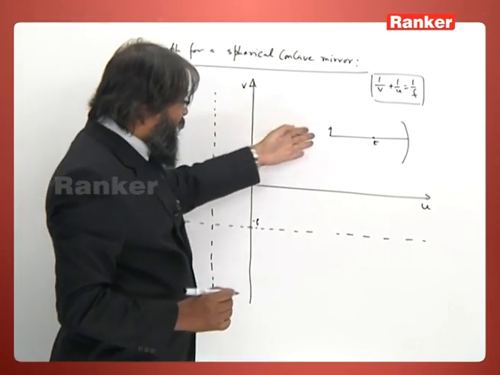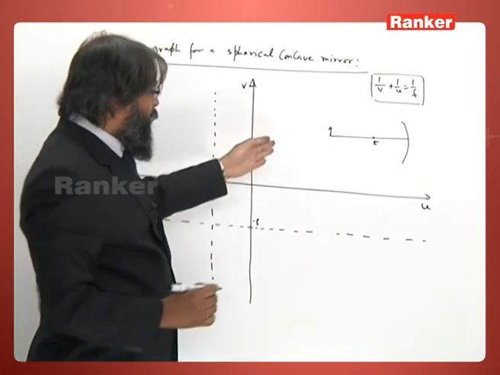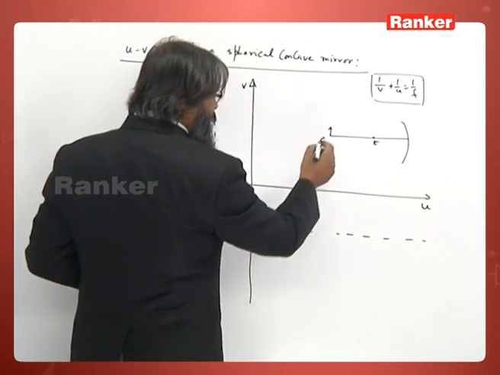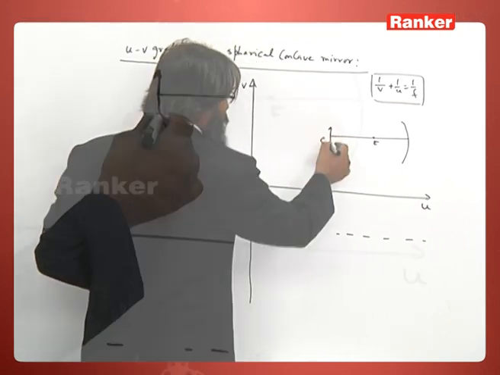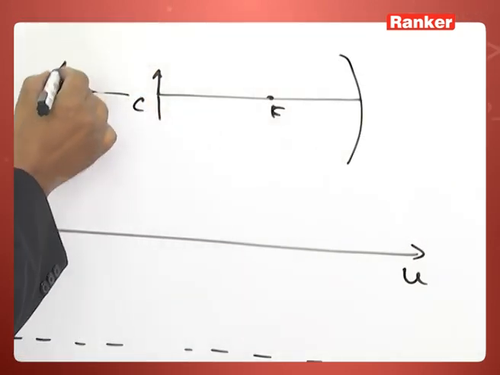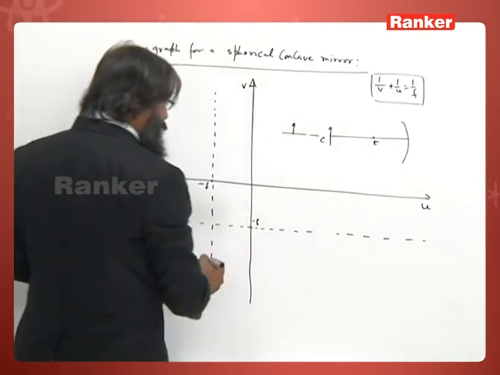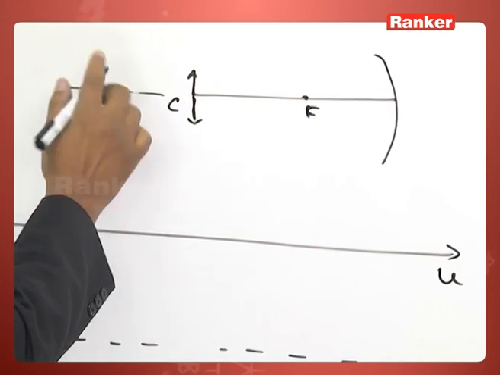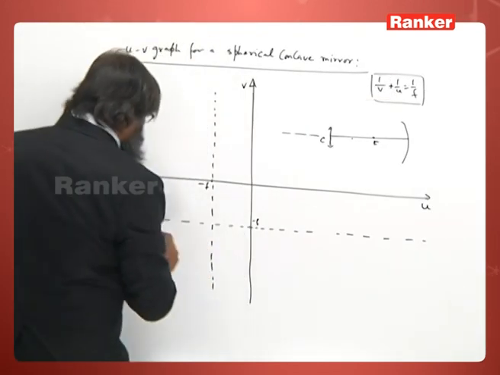Next, as I approach the center of curvature, that is 2f, then the image is between c and f, and when I approach c, the image shifts here. So when I am here, my image is here.